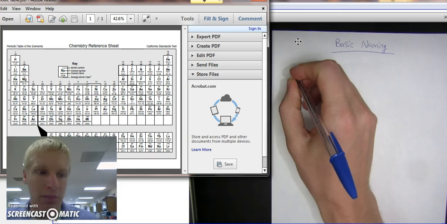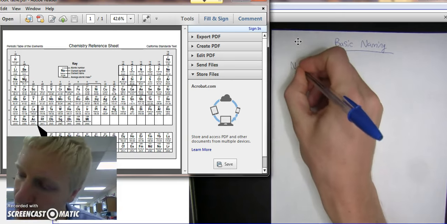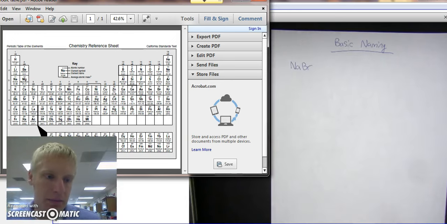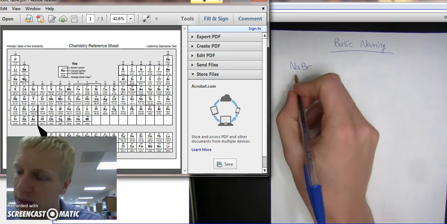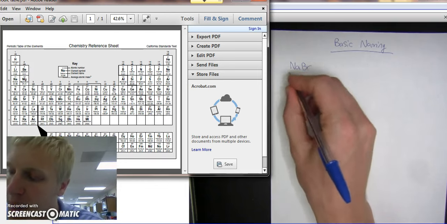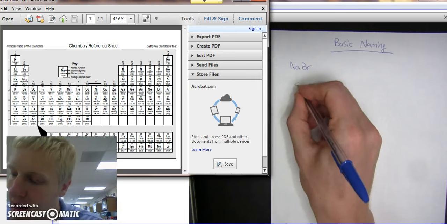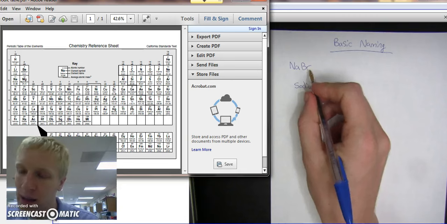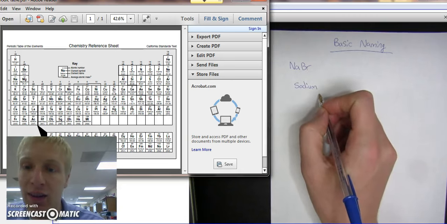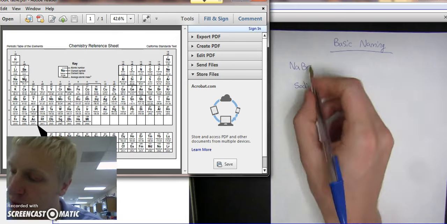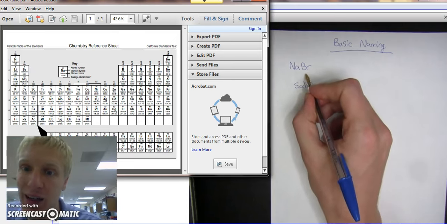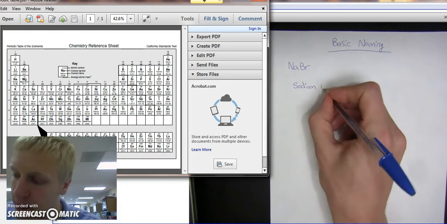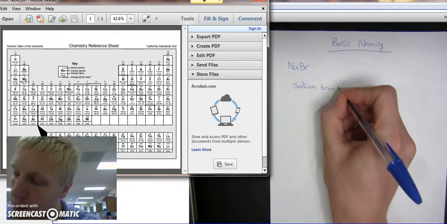Alright, doing an example, we have Na and Br. For the basic rule, what we have to do is write down the name of the first element. So Na is sodium. Then we also write down the name of the second element, but we change the ending of it and replace it with IDE. If we call this one bromine, we change the INE ending to IDE, call it bromide. So we'd have sodium bromide.